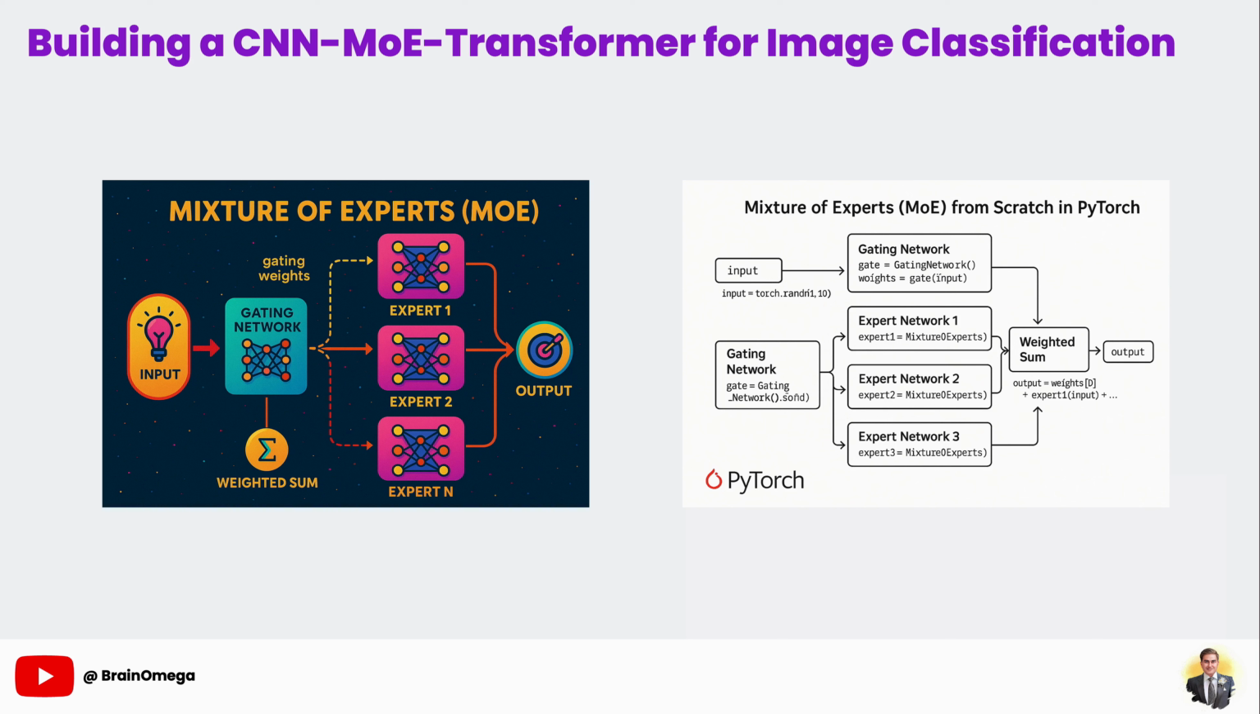Our model will use a CNN to extract features from images and then use an MoE transformer layer to perform classification. We'll break down every single component: the gating network, the experts, the load balancing loss, and the final training pipeline. By the end of this video, you'll have a solid understanding of how to implement and train your own MoE models. Let's get started.